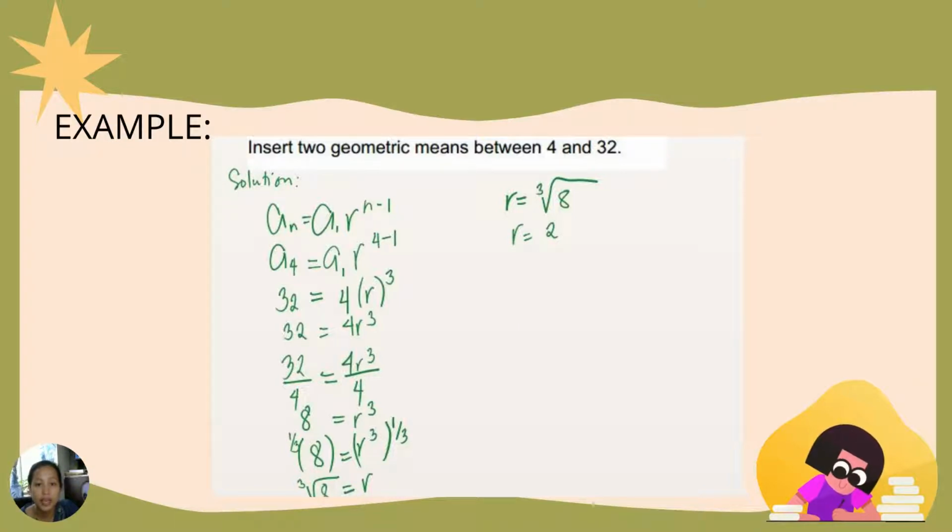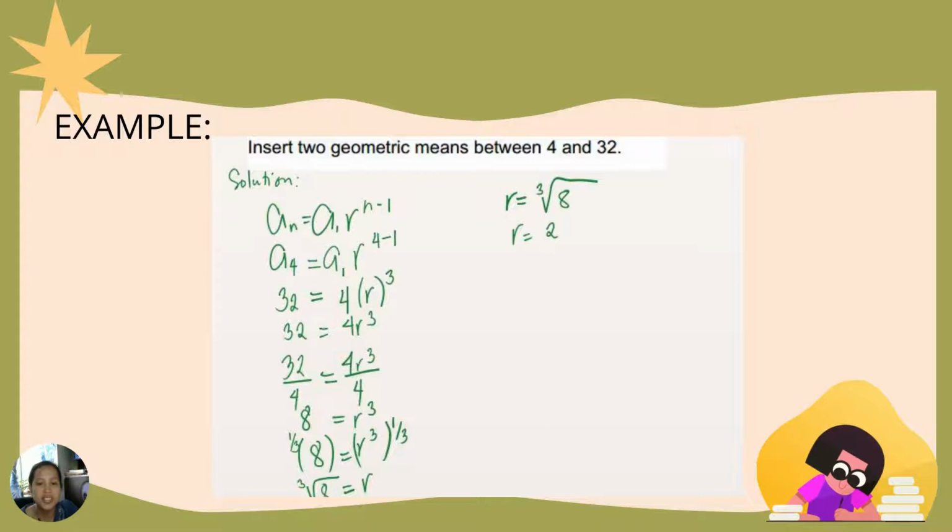So we have the given, our fourth term, which is a sub 4, is equal to a sub 1 times r raised to n, which is 4 minus 1. Substitute. A sub 4 is 32, equal to a sub 1, which is 4, times r raised to 3, because we do not know the common ratio between the terms. So we are going to find the common ratio first before we find a sub 2, or the second term, and the third term. So we have 32 is equal to 4r raised to 3, or cube.